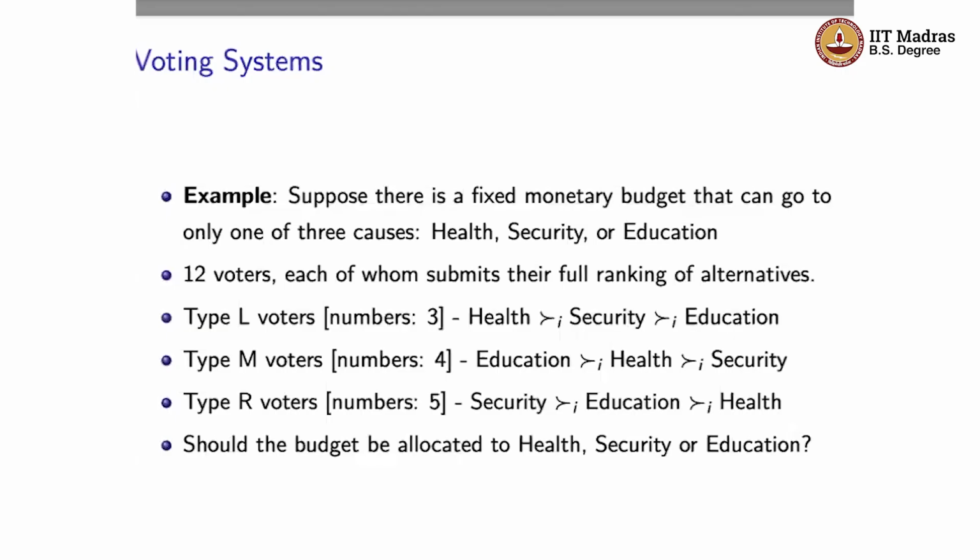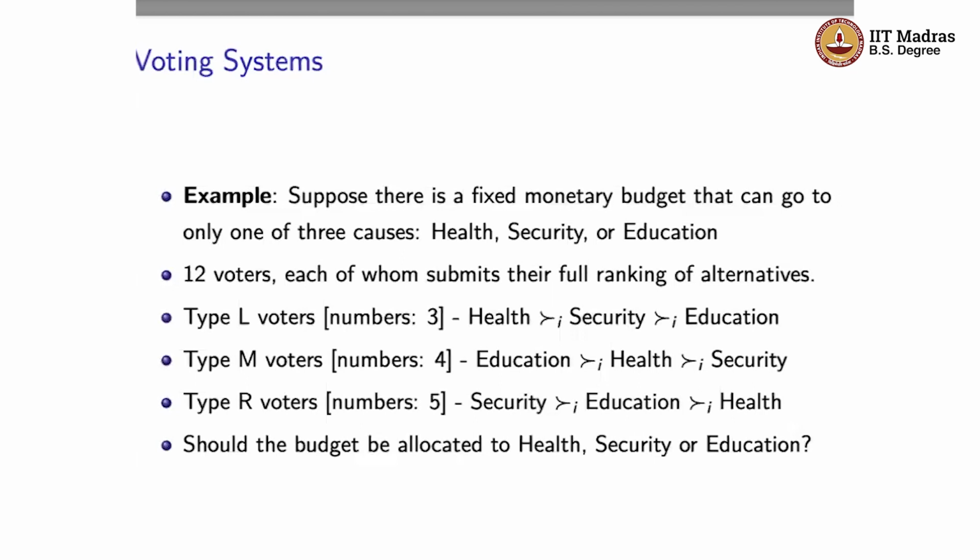So let us just go through one more example of voting systems so that we fix the ideas, since this is such an abstract topic, right? Imagine that you have got a fixed monetary budget that can only go to one of three causes or issues. It can either be allocated to health, security, or education.